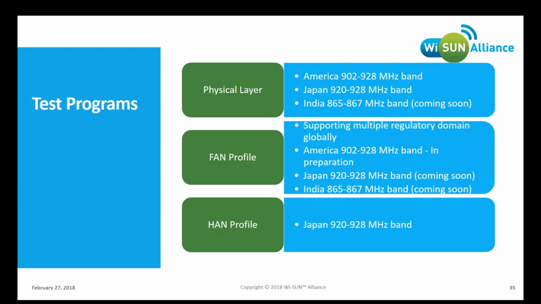So in the physical layer, there are a total of 19 regulatory domains for PHY, but the regulatory domains that the Wi-SUN Alliance starts to work on are the American 902 to 928 band, the Japan 920 to 928, and we're also currently working on the Indian band 865 to 867 for physical layer. For the FAN profile, we support multiple regulatory domains globally, but essentially we start preparing the 902 to 928, and we are also aggressively pursuing the Japanese band and the Indian band, which is TBD at this moment, but will be coming soon. In the HAN profile, the home area network profile, essentially it is in the Japanese band of 920 to 928.